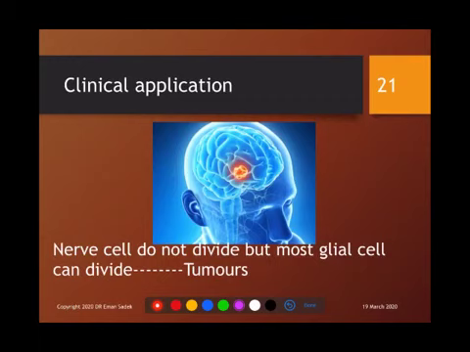Another application: the nerve cells actually do not divide. We have said that they have no centrioles, but the neuroglial cells that will be studied now have centrioles, so they can divide and produce tumors. So the tumors in the brain are not developing from the nerve cells, they are developing from the neuroglial cells.